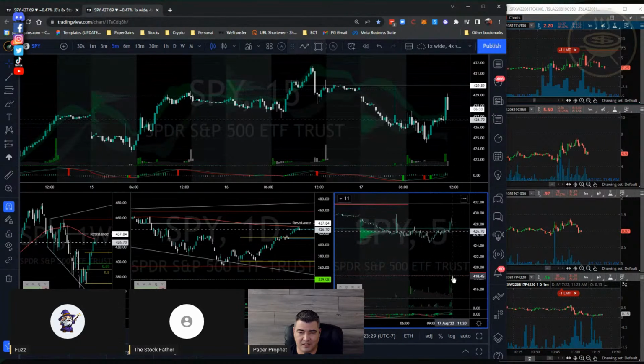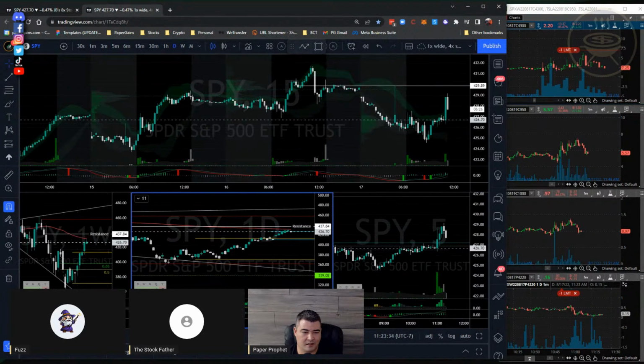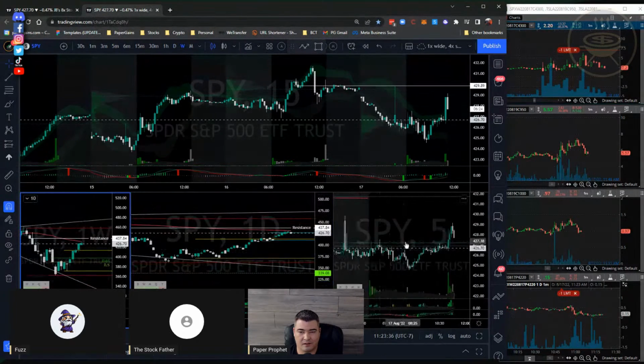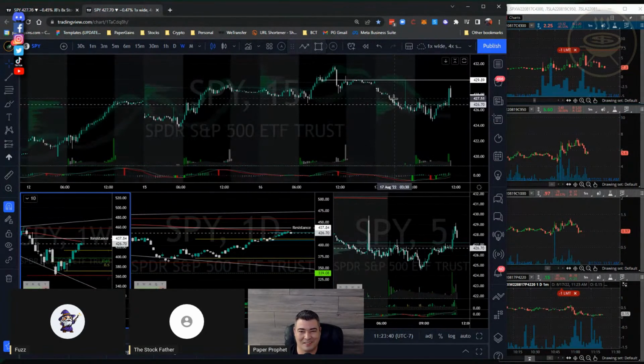P&Ls on these strangles for SPX, by the way, are pretty massive if you do get a decent move. I'll only do them on days where I think the volume is going to show up, and this would be one of them.